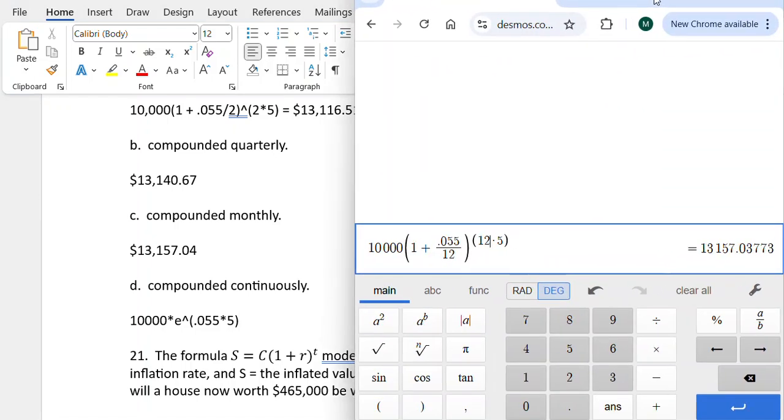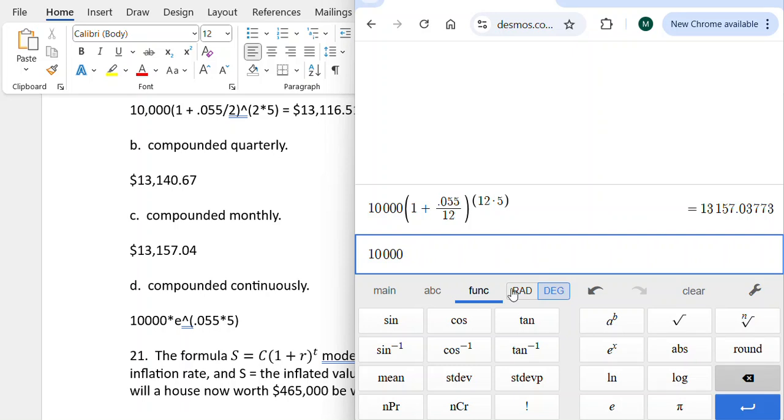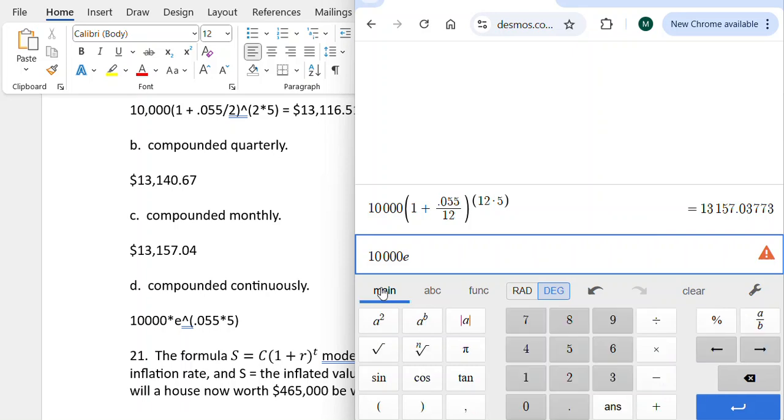Now I'm going to plug this into the calculator. I'm not going to change my numbers here. I'm going to start over. So we have 10,000. And then to get the E button, remember we click on the FUNC. We can use either E button here. I'm going to use the one that will put my cursor into the exponent because I know that's what I'm going to want to do next. Click back on main to get back to the screen with the numbers.